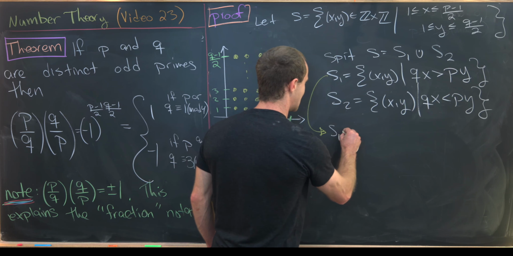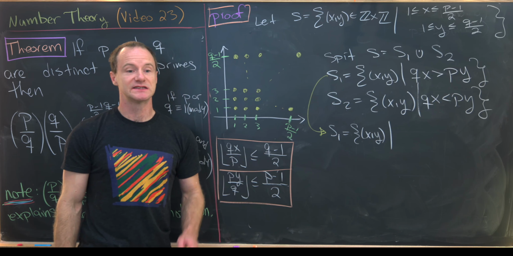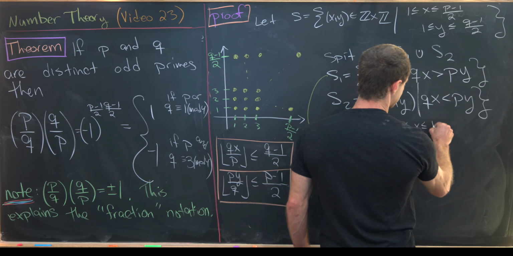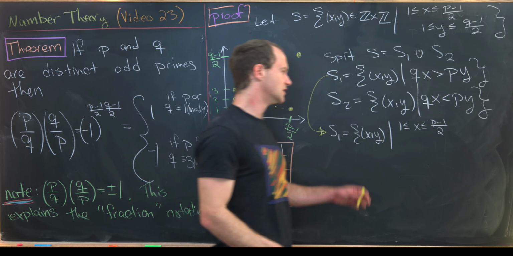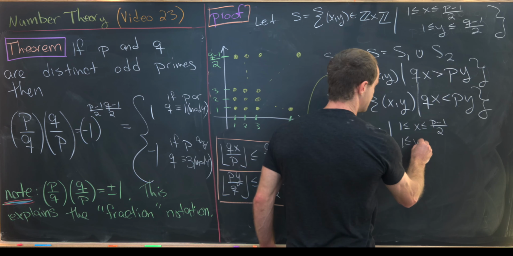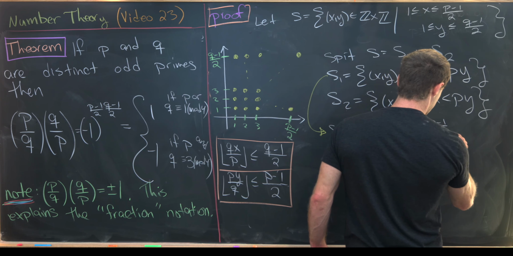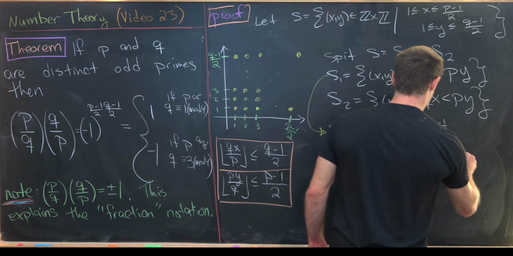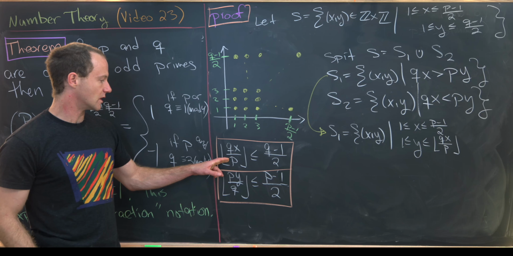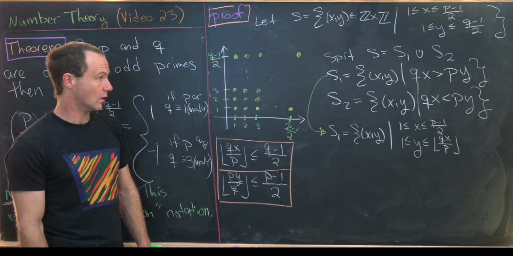So now notice that S1 can be described as all lattice points x, y satisfying the following inequalities. So 1 is less than or equal to x, which is less than or equal to (p minus 1) over 2. So we're allowed to take all values of x, but now y goes between 1 and the floor of qx over p. Great. And that follows from this guy right here, because the floor of qx over p is less than or equal to q minus 1.